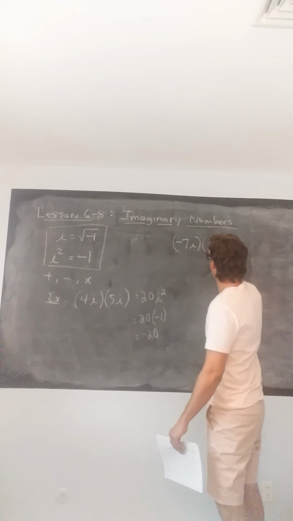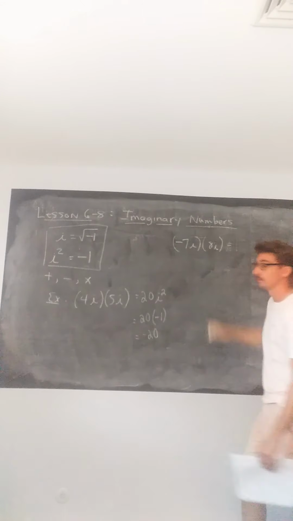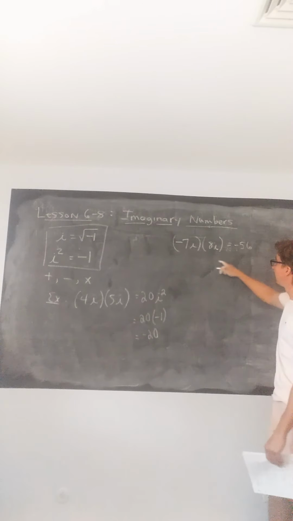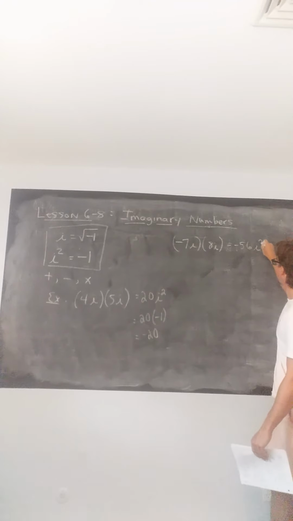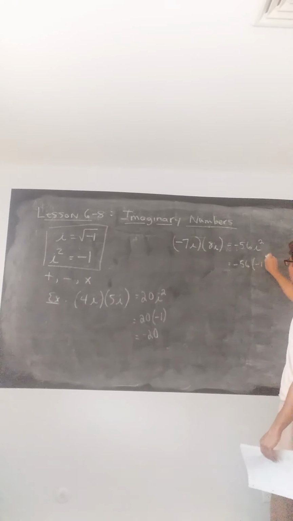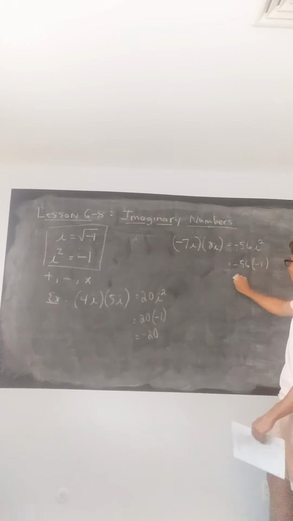How about something like this? -7i times 8i. Well, -7 times 8 is -56. And then i times i is i squared. So this is going to be -56 times -1, which turns out to be +56.